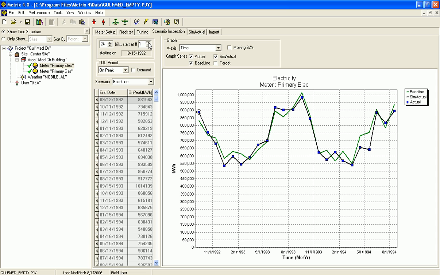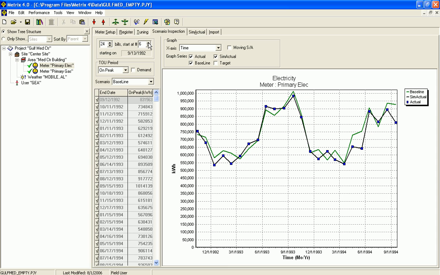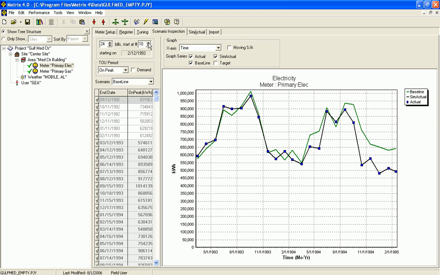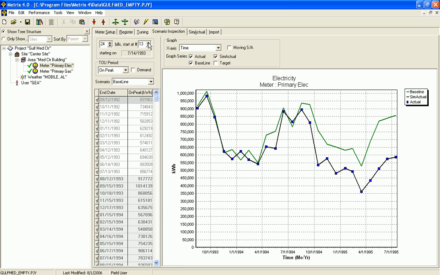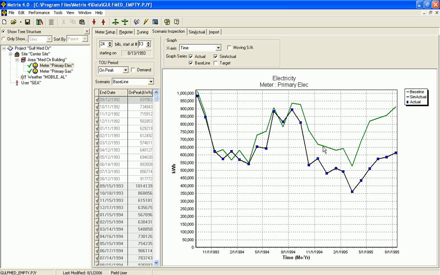As I advance time, we can begin to see a difference between our baseline and our actual energy usage. And this difference between the baseline and actual energy usage is known as our energy savings. This is the energy that we saved by adding the energy conservation measures to our building.